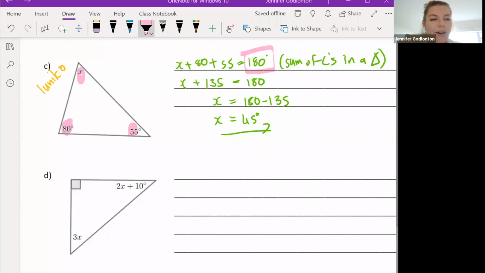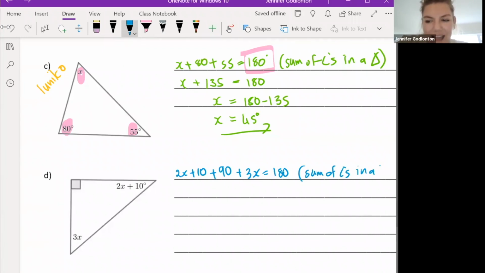Naledi, hello. How can I help? Ma'am, I would like to answer D. Naledi, I am all yours. Talk me through. Okay. So it's going to be 2x plus 10 plus 90 plus 3x equals 180. Great. And what's my reason? Sum of angles in a triangle. Yes. Okay. Next line.